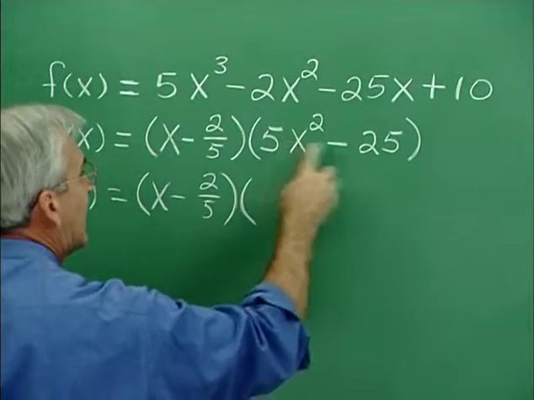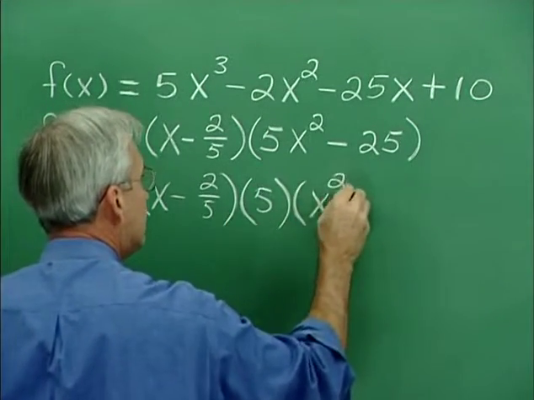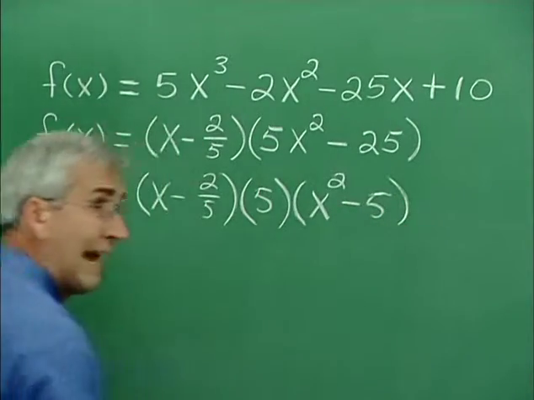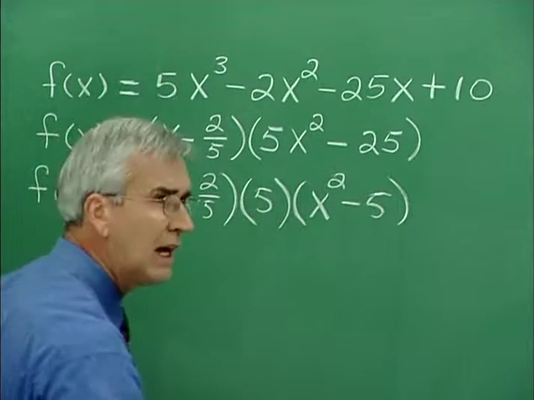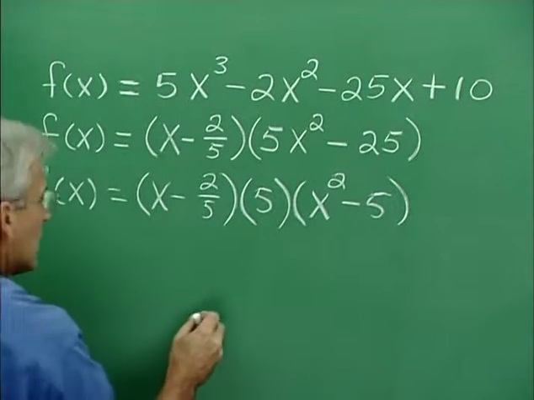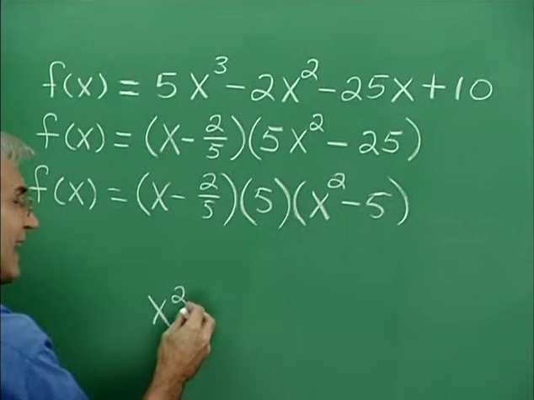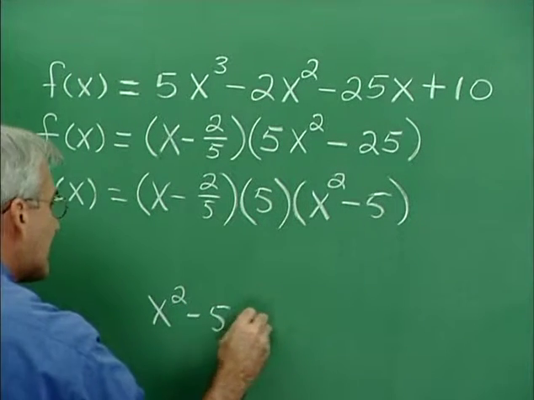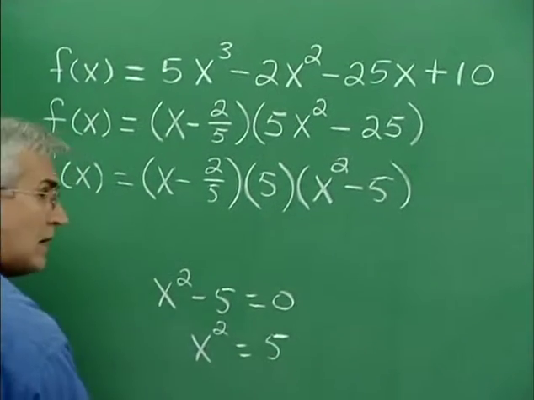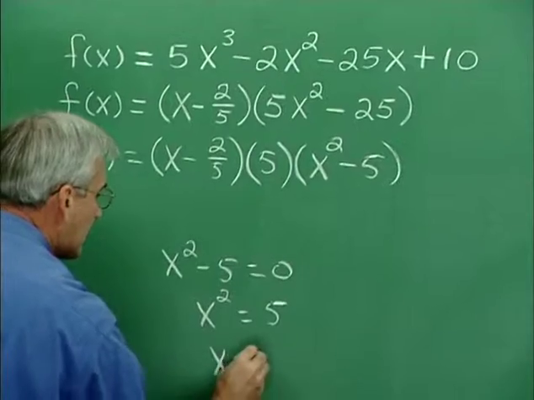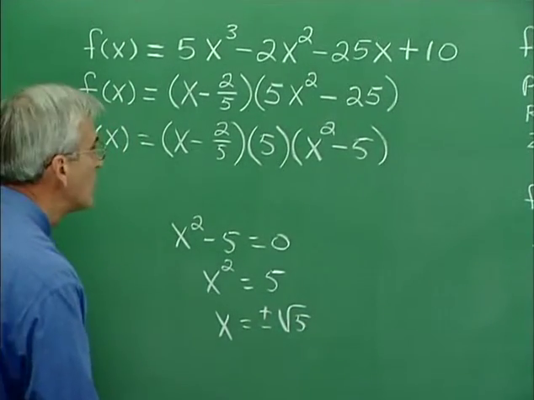I see a common factor here of 5, and I'll take that out. And now I'm looking to factor this. Gee, it's not the difference of squares, so I have to solve it another way. I have to think, well, what values of x will make x squared minus 5 equal to 0? Adding 5 on both sides, x squared is 5. By the square root property, x then is plus or minus the square root of 5. Aha, here are the other two zeros.